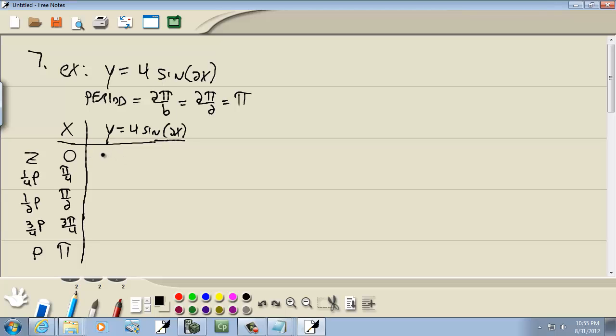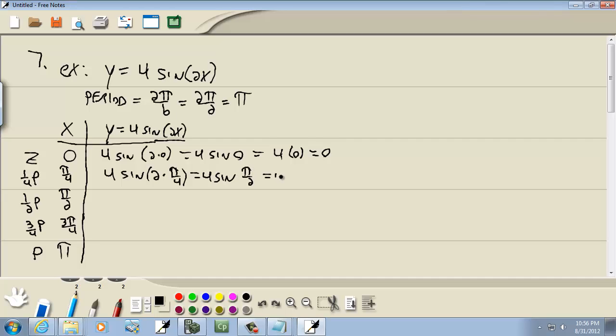Okay, so then we're going to plug these in. So I got 4 sine of 2 times 0, which gives us 4 sine of 0. And if I look at 0 on my unit circle, sine, which is our y part, is 0. So I get 0. Here I got 4 sine 2 times pi over 4, which gives us 4 sine pi over 2. I'm up at pi over 2. Sine, which is our y value, is 1 there.